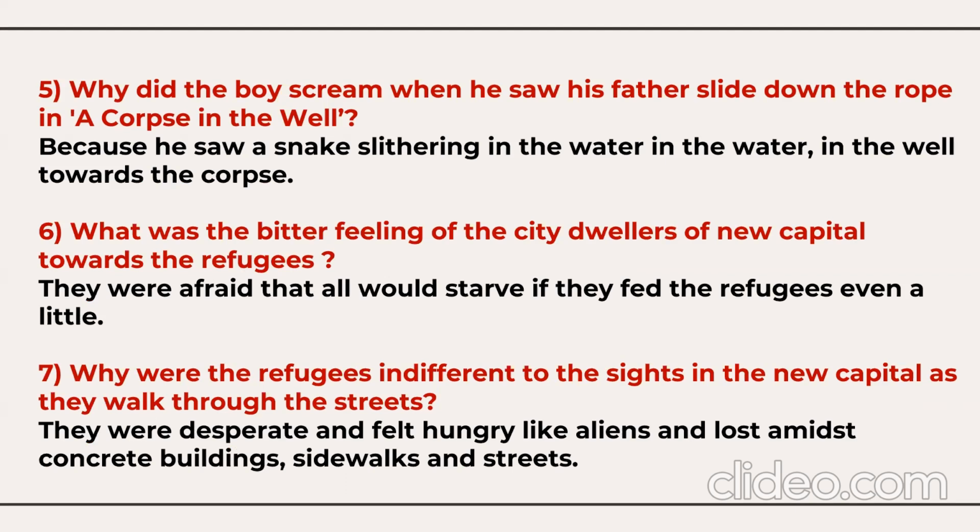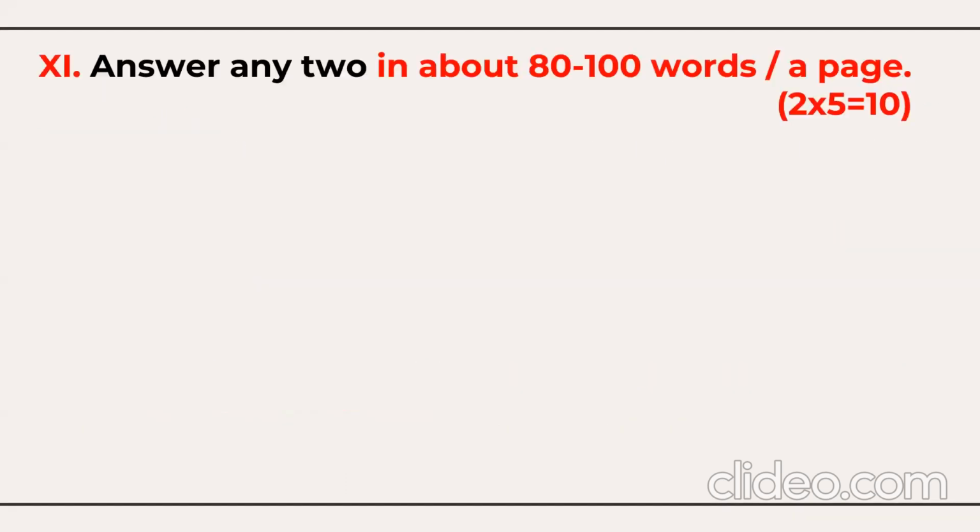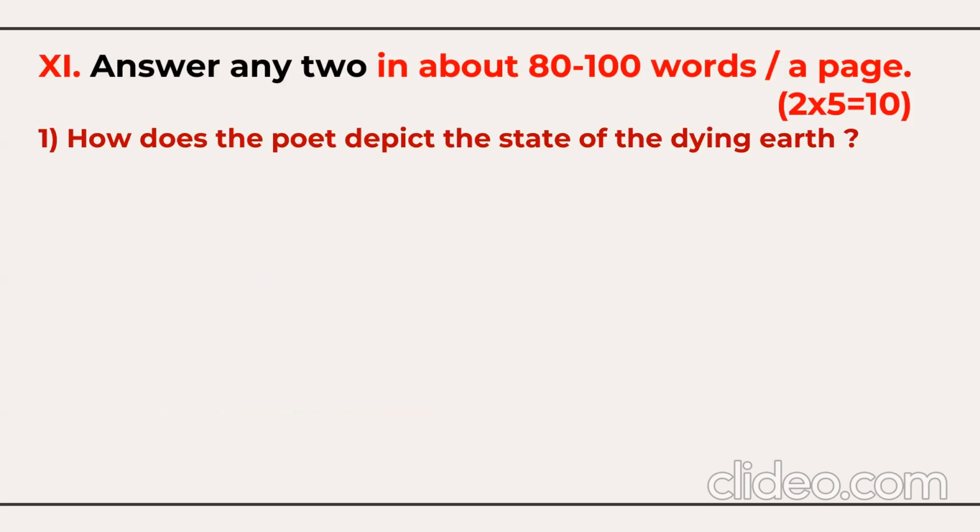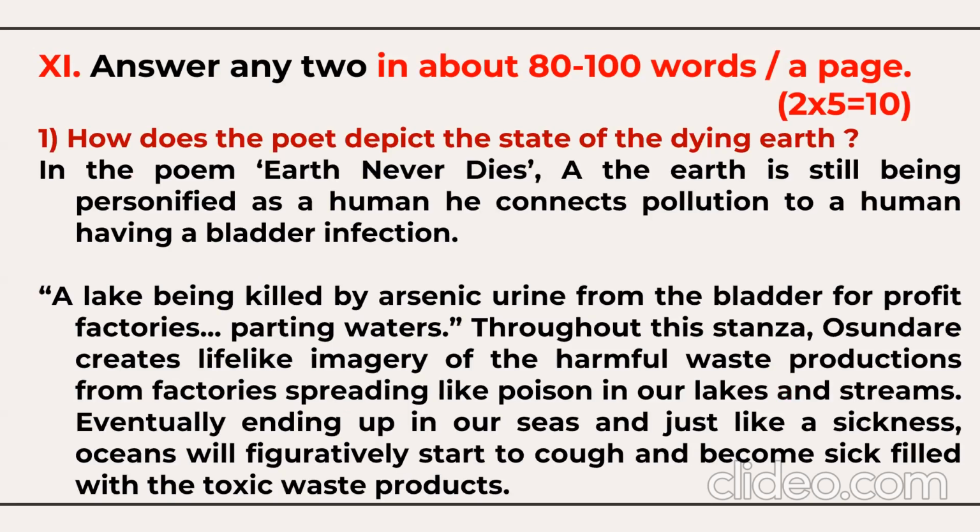Now we are moving to the 5 marks questions, which we need to answer in a paragraph or in a page. How does the poet depict the state of the dying earth in the poem in the lesson Earth Never Dies? In the poem, the earth is personified as a human. He connects pollution to a human having a bladder infection, a lake being killed by the arsenic urine from the bladder for profit factories, parting waters.